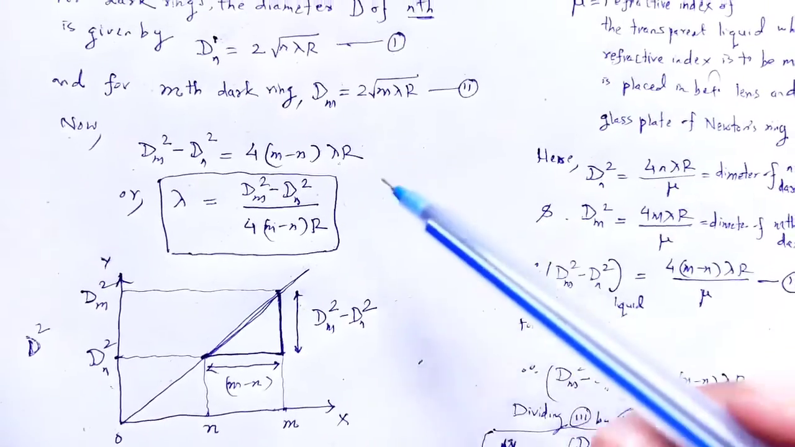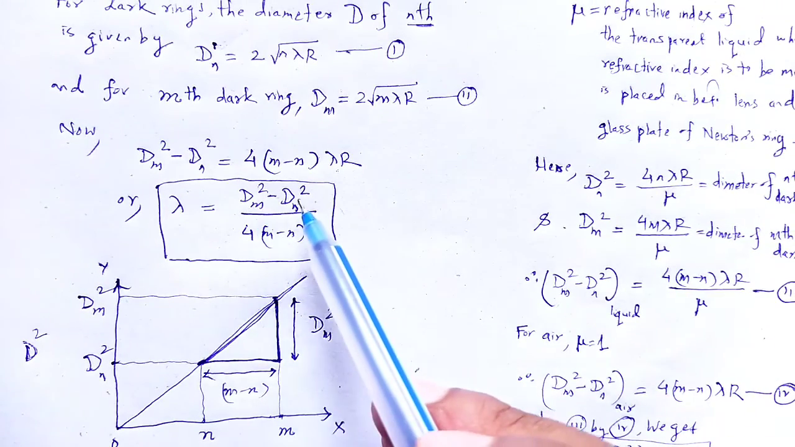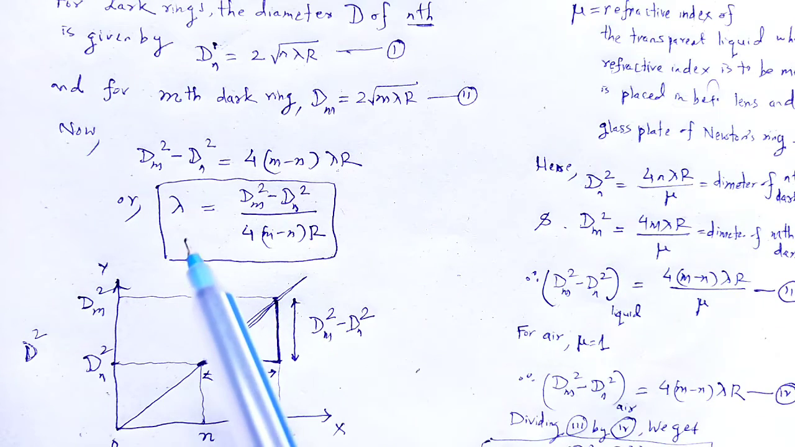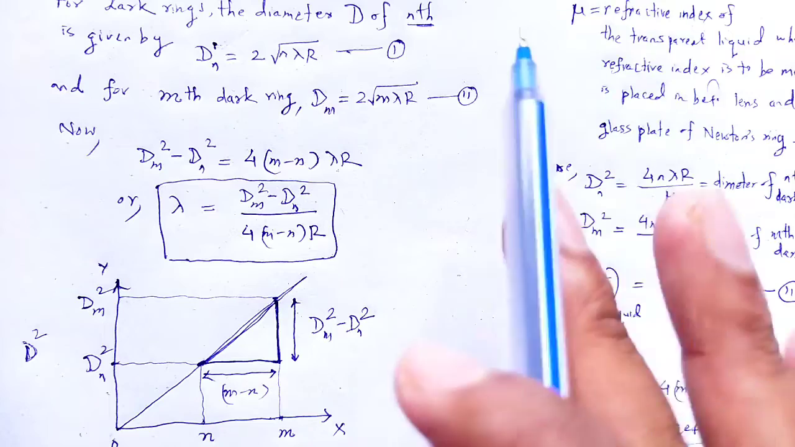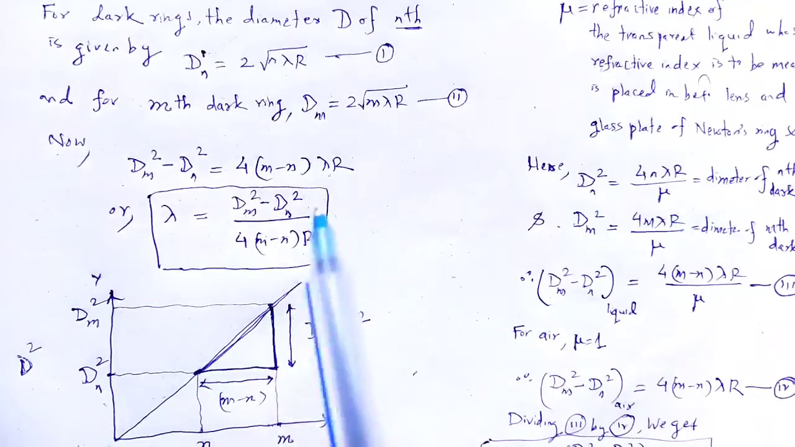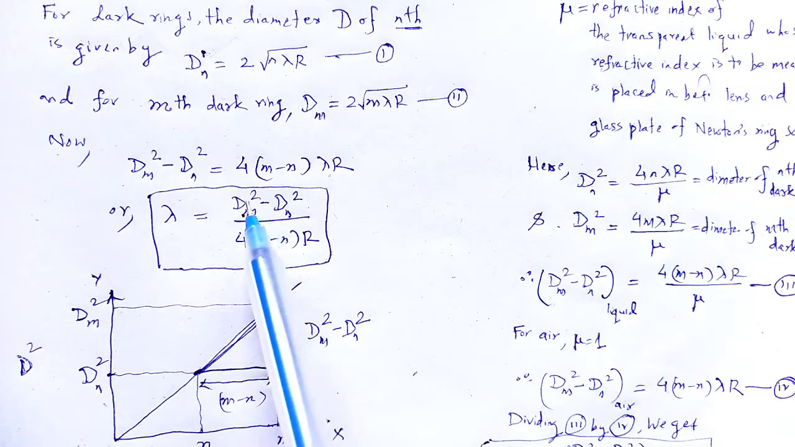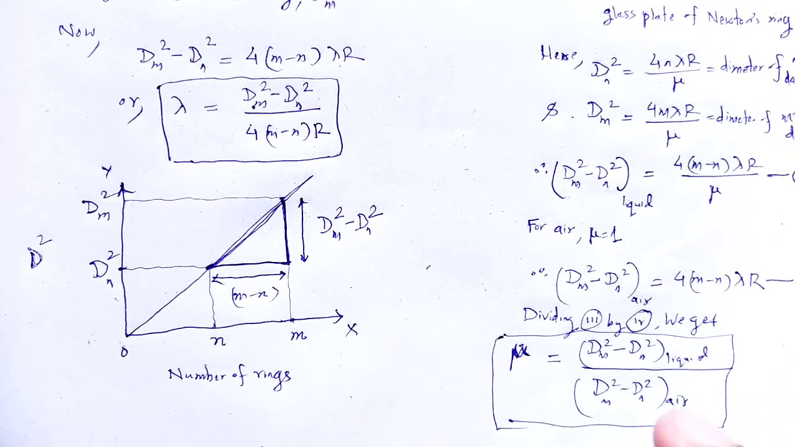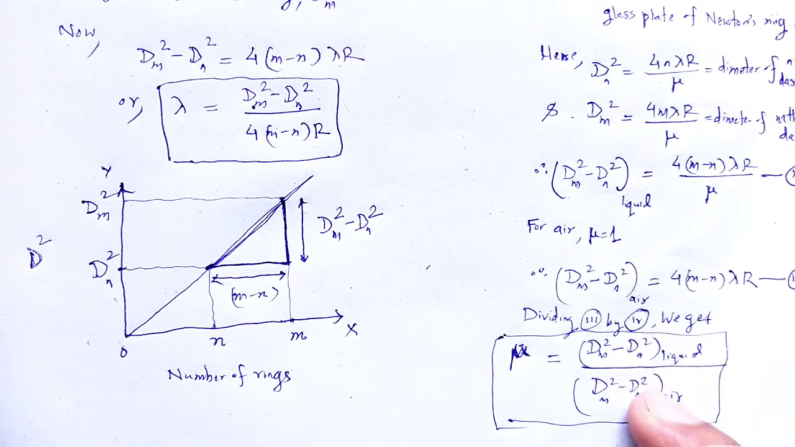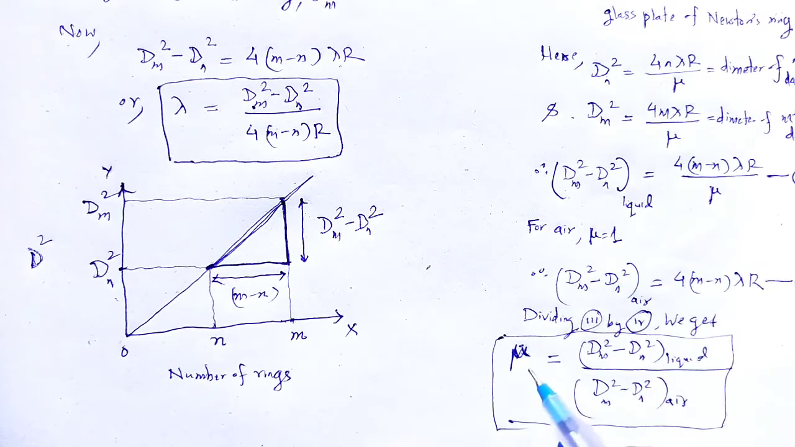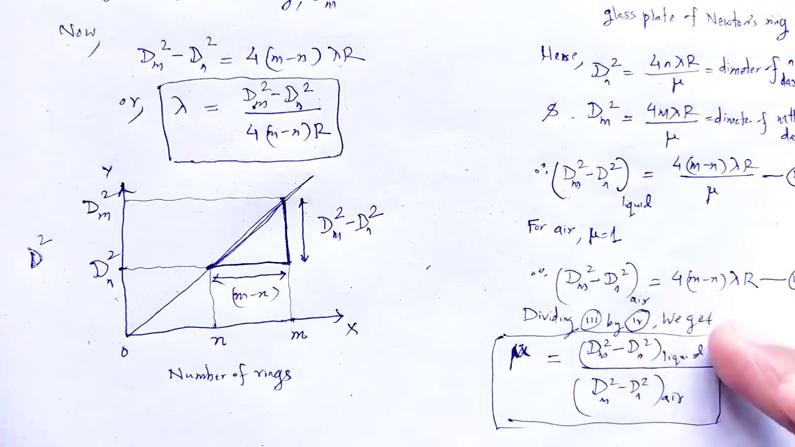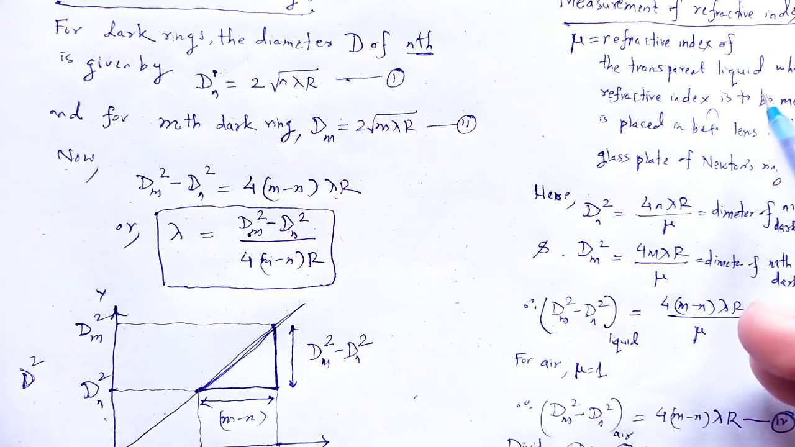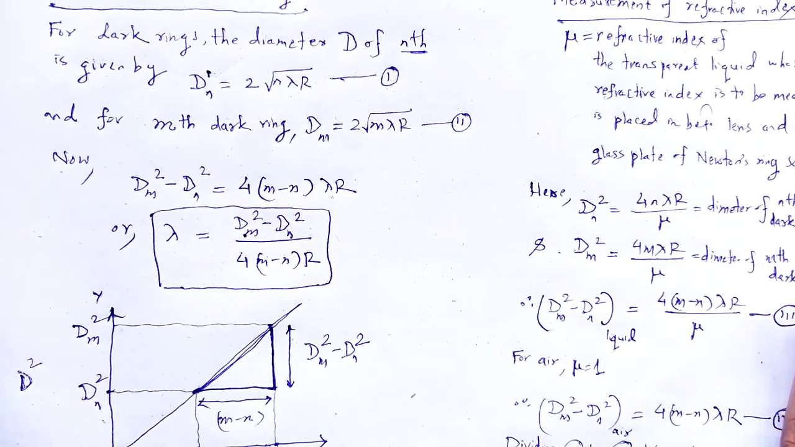As in the previous case, to calculate dm square minus dn square, we take the crosswire of the eyepiece to the extreme left and extreme right positions, then calculate the nth order and mth order and subtract the squares of their diameters. Similarly, first we take the liquid and calculate dm square minus dn square, and then place air and calculate dm square minus dn square. Dividing these two, we can easily find the refractive index of the particular transparent liquid placed between the glass plate and the lens of the Newton's ring setup.